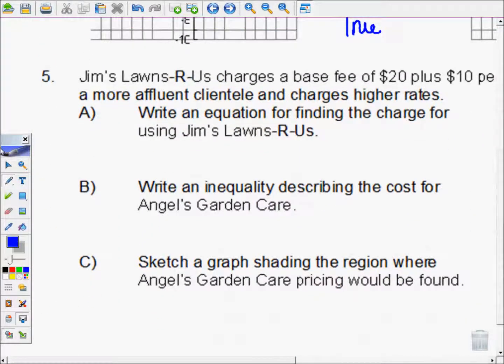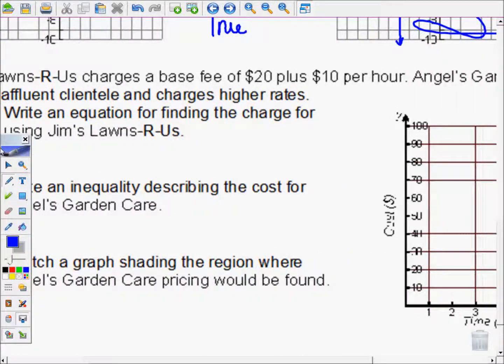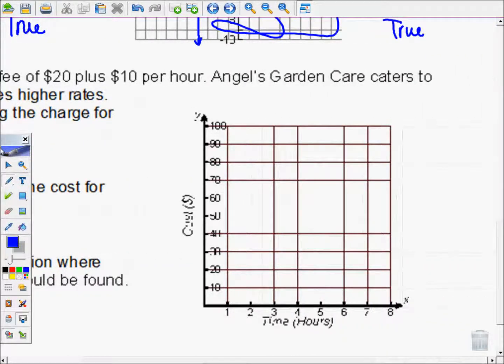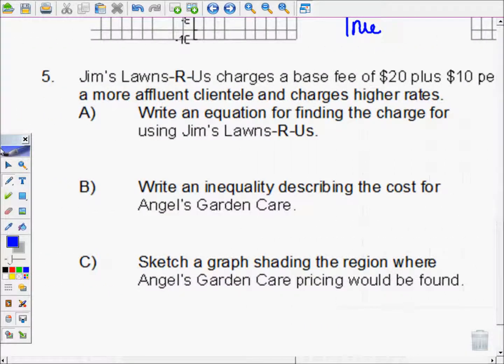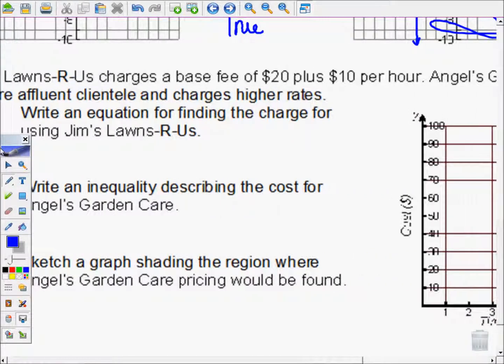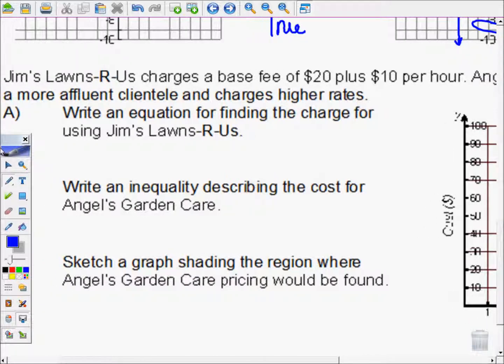So we have Jim's Lawns R Us. You get it? Like Toys R Us? Jim's Lawns R Us charges a base fee of $20 plus $10 per hour. Angel's Garden Care caters to a more affluent clientele and charges higher rates. So she thinks because people are a little more wealthy, they should pay her a little more. Write an equation to find the charge for Jim's Lawns R Us.